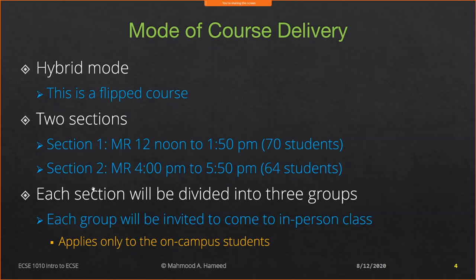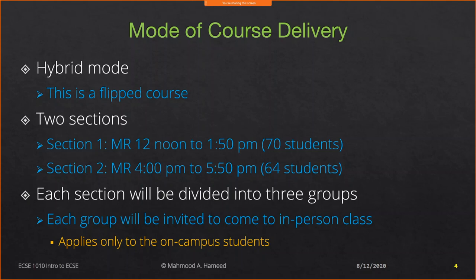Now, because this class is hybrid, and because many of you will have the opportunity to come to class and interact with the teaching staff and get in-person help, the only way that can work is if each section gets divided into 3 groups. If I divide 70 into 3 groups, I will have just a little bit over 20 students in each group.